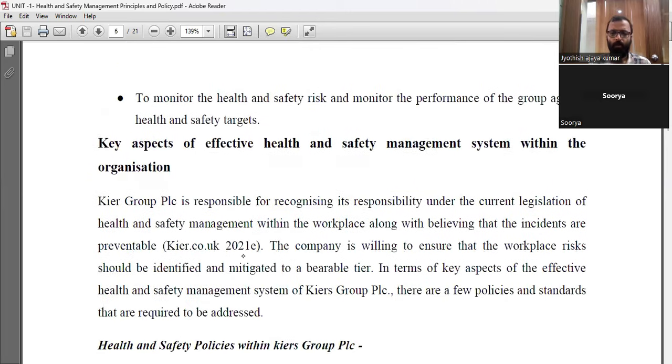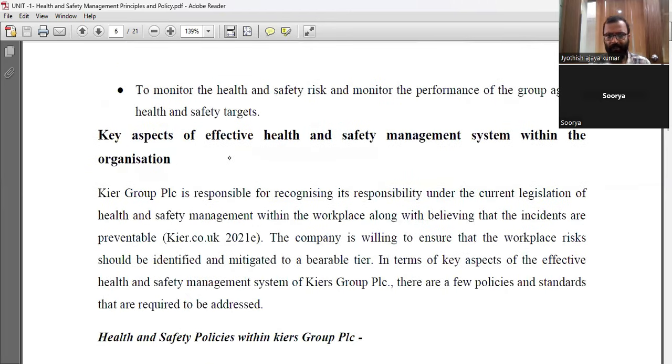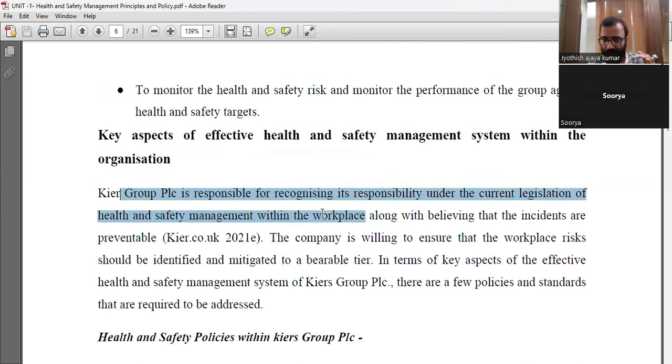Okay. So the key aspects of the health and safety management system within the organization. Care Group PLC is responsible for recognizing its responsibility under the current leadership of health and safety management within the organization, along with believing that incidents are preventable.